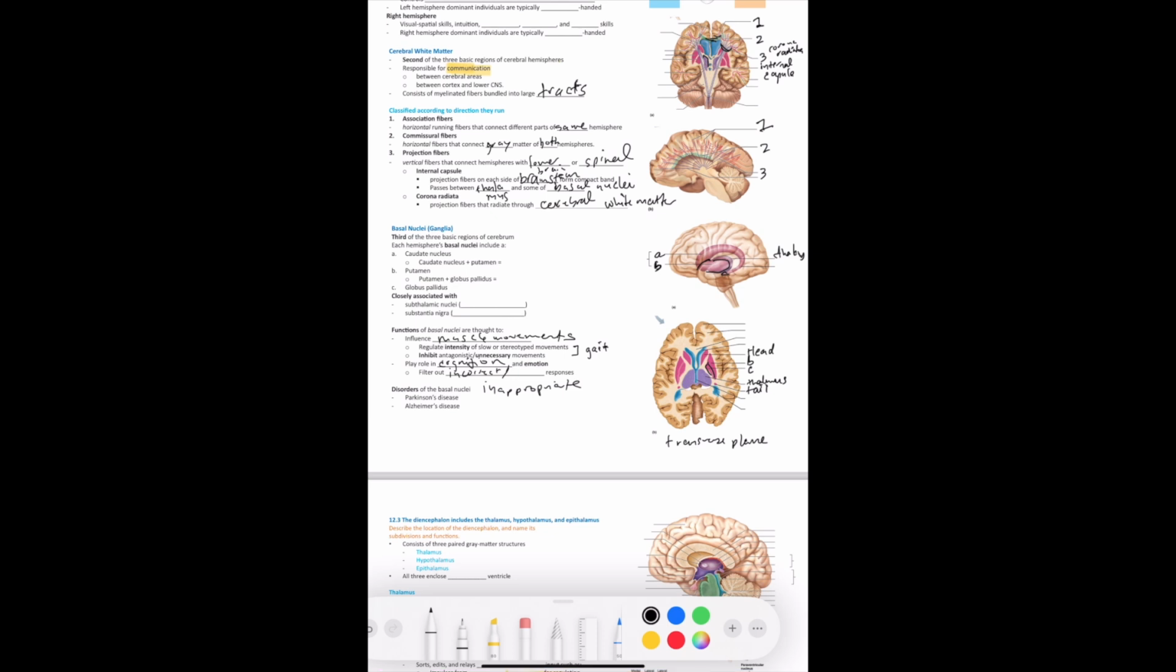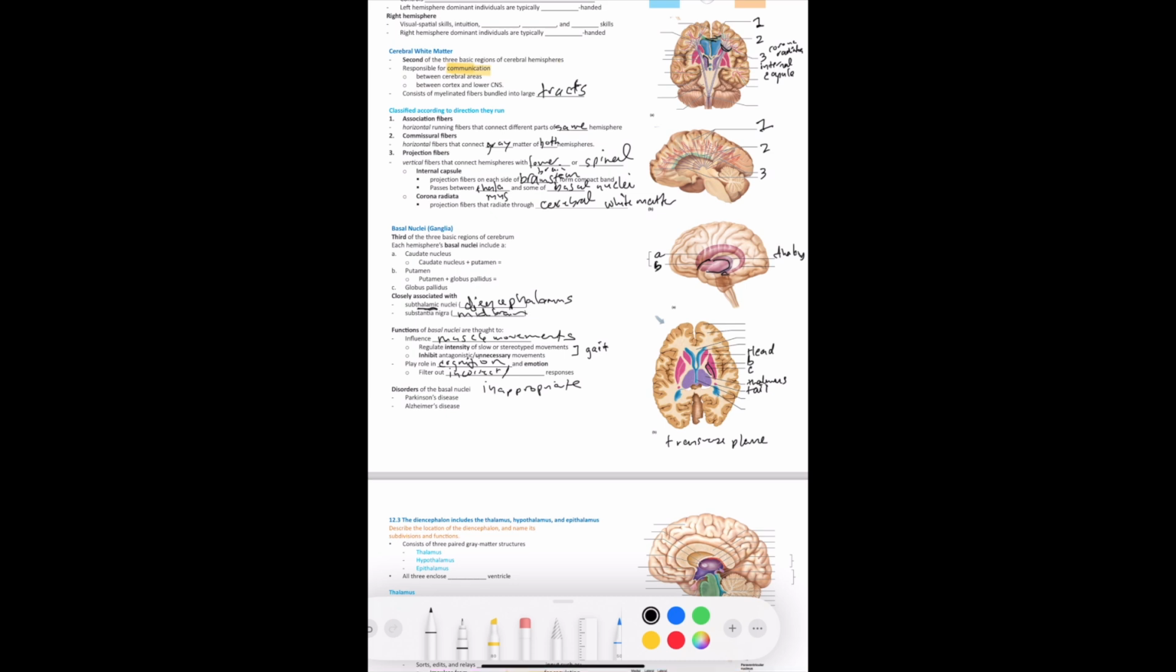We also can look at some of the structures that are closely associated with the basal nuclei, including the subthalamic nuclei. That is going to be found within the diencephalon. The diencephalon includes the thalamus, the hypothalamus, as well as the epithalamus. Think about the location, right? It's subthalamic, so below the thalamus. And the nuclei refers to a lot of those cell bodies. The substantia nigra is going to be found within the midbrain.